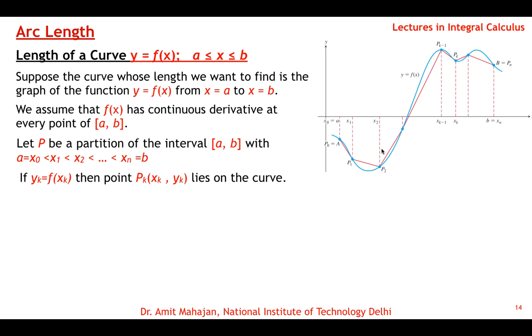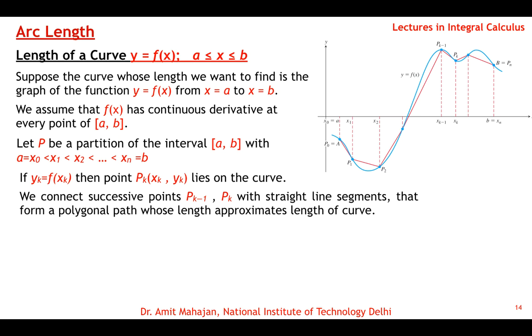If we draw all such points at x0, x1, x2, and so on, and join the successive points by straight lines, so Pk minus 1 to Pk by a straight line, and similarly x0 to x1, x1 to x2, and so on, then together all these straight lines will form a polygon path whose length will approximate the length of the curve when the number of points becomes large. When these points are close to each other, the curve and straight lines can be approximated. We have already done this, the concept of linearization.